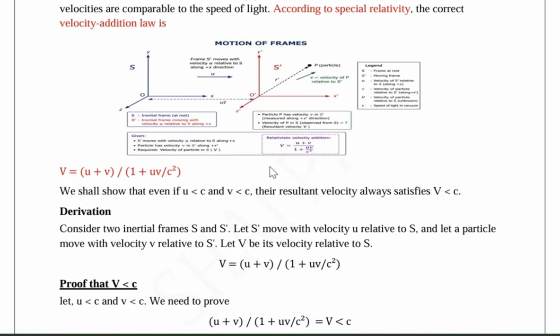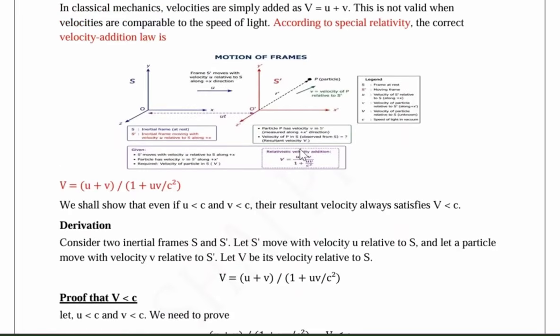So in this relativistic case, we consider that u is less than c and v is also less than c, where c is the speed of light. Here u is the speed of the frame S dash, and v is the speed of the particle. We are considering everything along the x direction, so v is the velocity along the x direction.